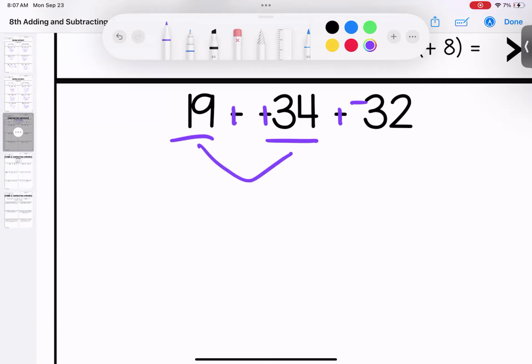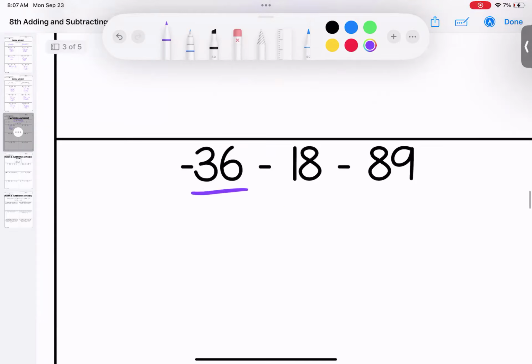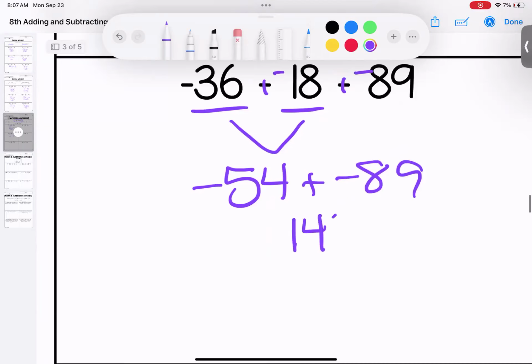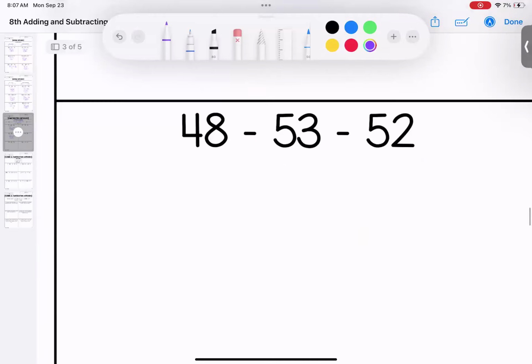Same sign sum. When I add these together, I get 53. Different sign difference. When I subtract these, I get 21. It's positive. Keep, change, change. Same sign, we add them. 143, but that 143 is negative.